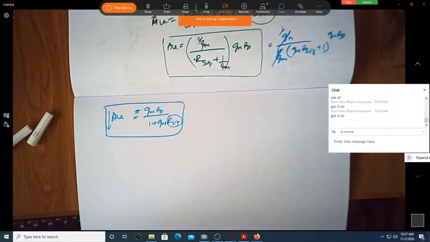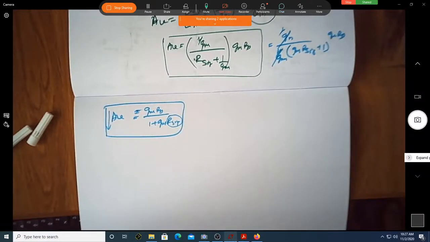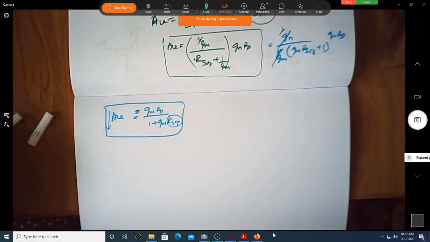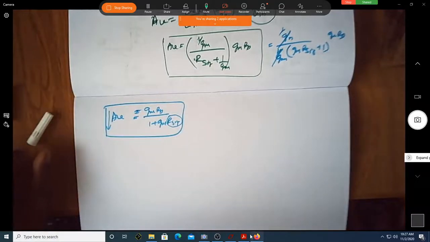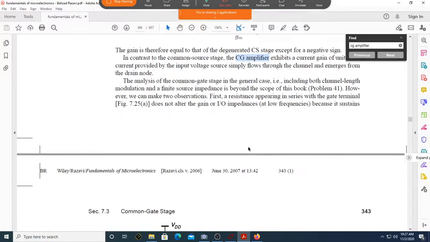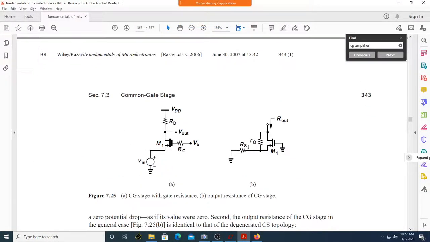Okay, that's fine, so let us move on. Let us find the output impedance. What will be the output impedance? Now for finding output resistance, let us consider R naught. Lambda is non-zero. Can you see here?